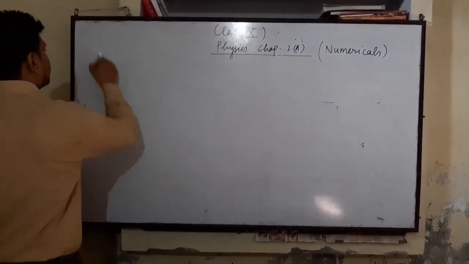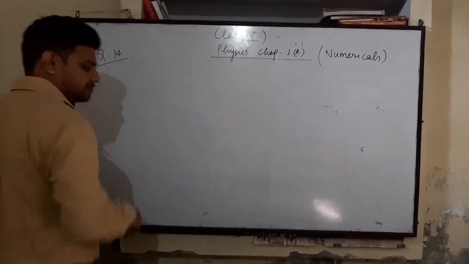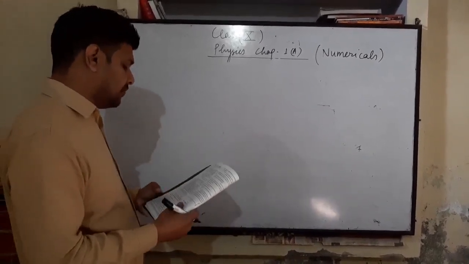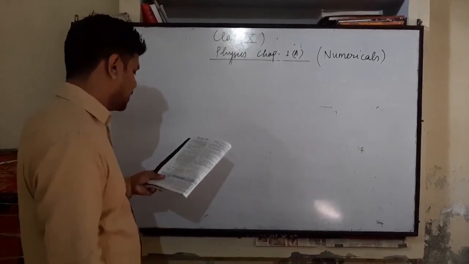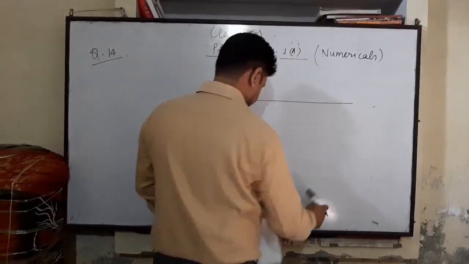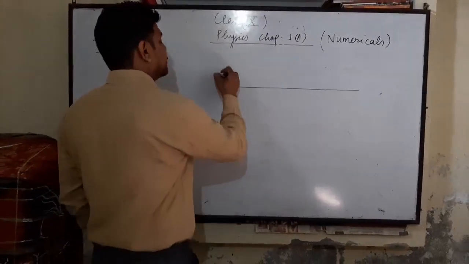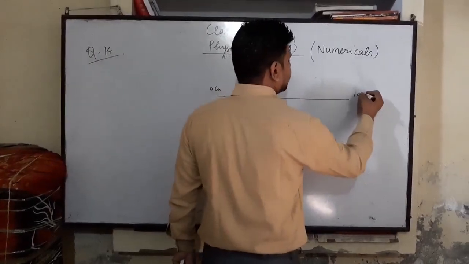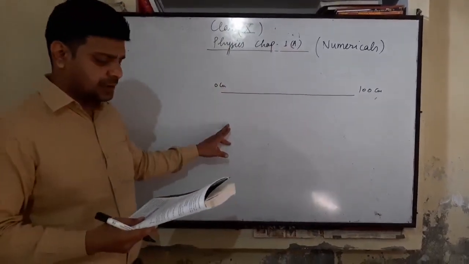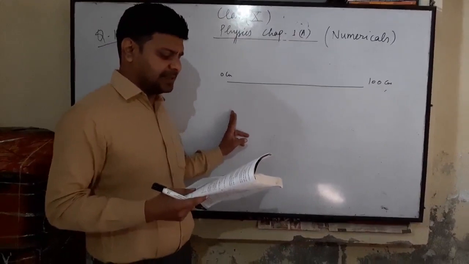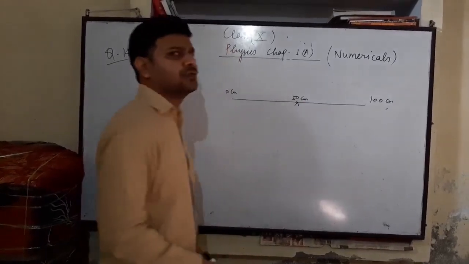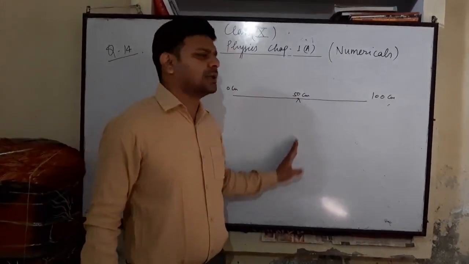Now, question number 40. The diagram in figure 1.34 shows a uniform meter rule weighing 100 gram force pivoted at its center O. We have a meter rule, 0 centimeter mark, 100 centimeter mark, and the weight of this rule is 100 gram force, but it is pivoted at its center. It means at this point, the 50 centimeter mark. So we don't need to draw the weight of this rule.